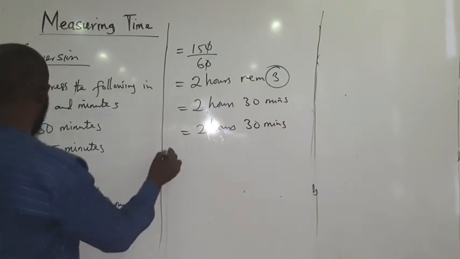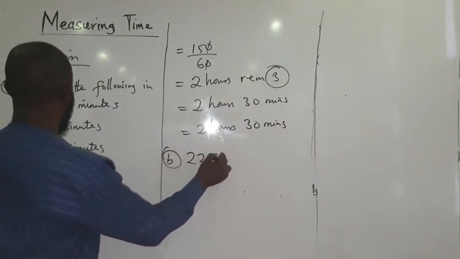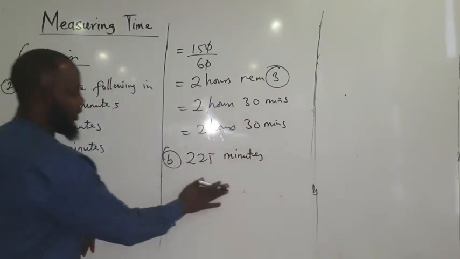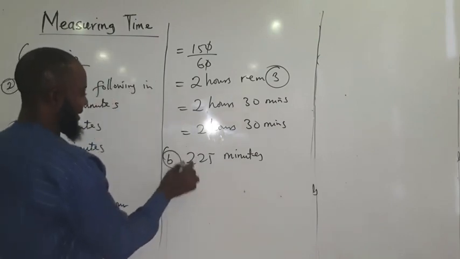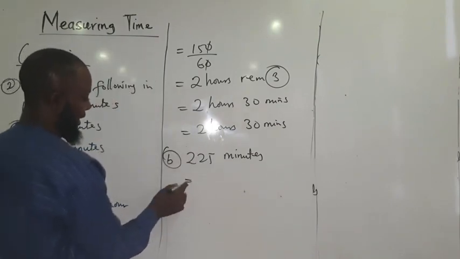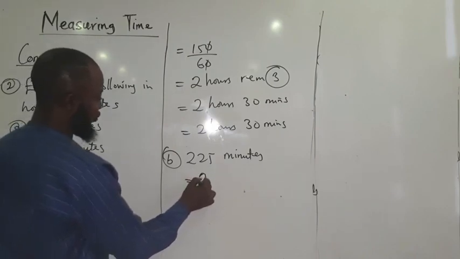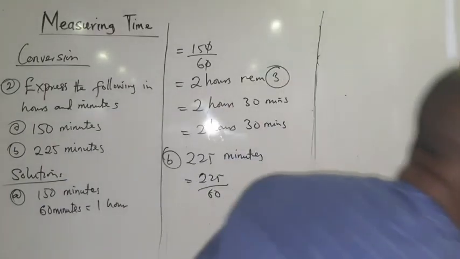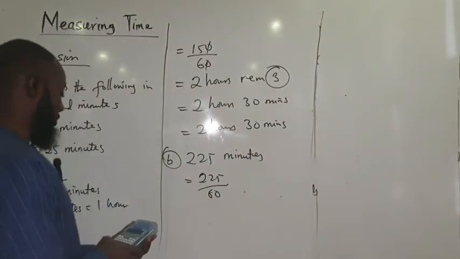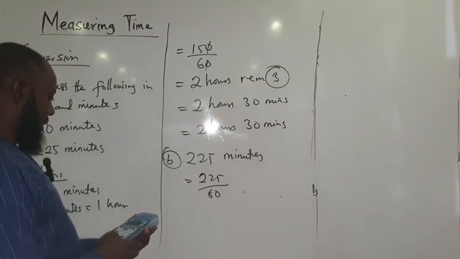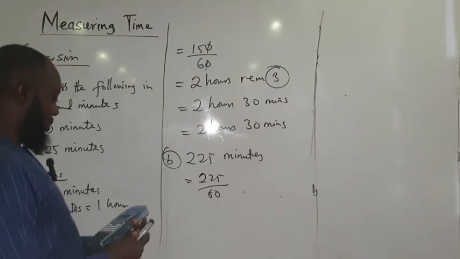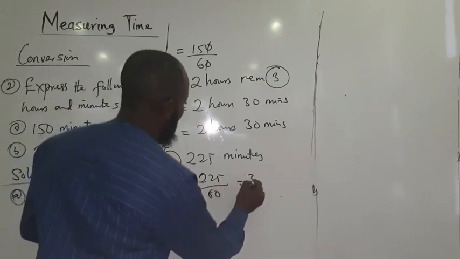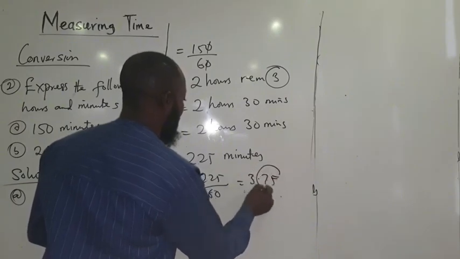The second one, which is B. So we have 225 minutes. The same thing will be done here. So how many 60 minutes are we going to get from here? So let's calculate that. That's going to be 225 divided by 60. You can use your calculator to do that. So that is 225 divided by 60. And that gives us 3.75.